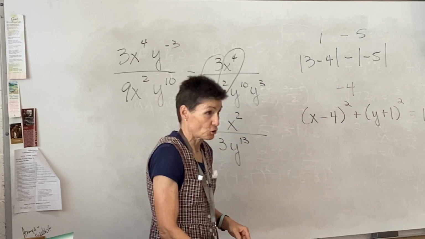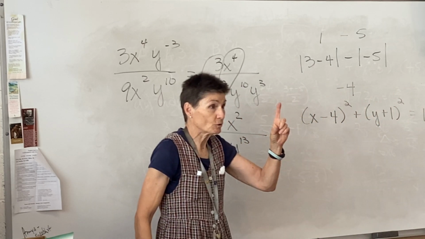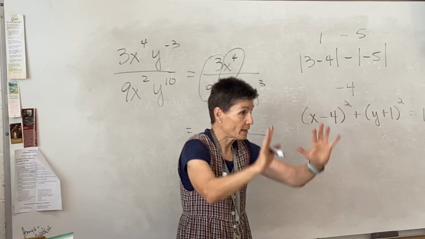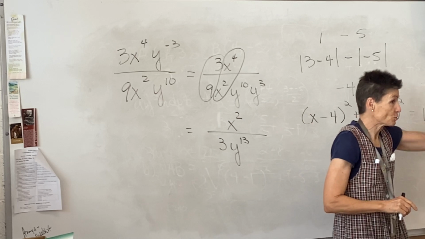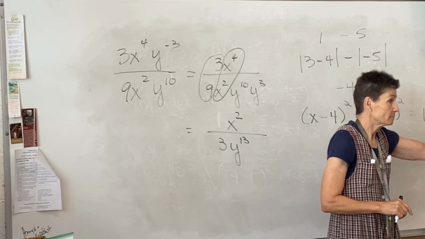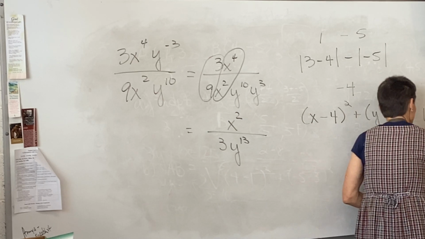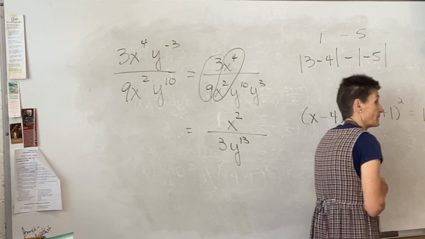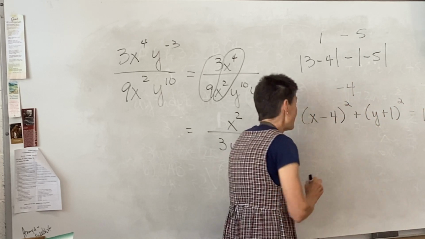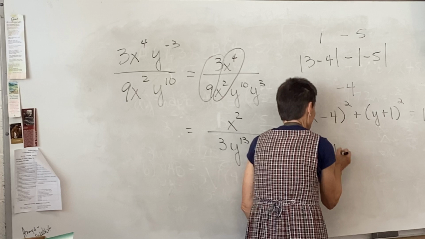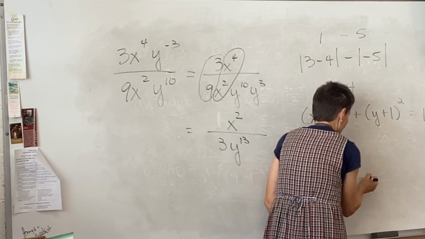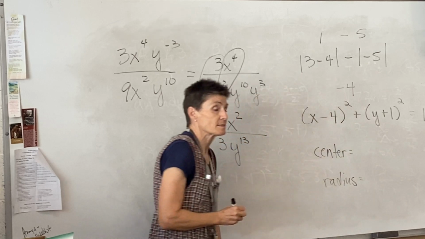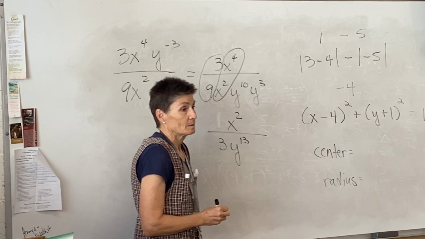A circle. Remember, what do circles look like? An x squared plus a y squared equal to an r squared, right? A number. This number is always r squared. So your job is going to be to tell me the center and the radius. What's the center? What's the radius? The center would be 4, -1.